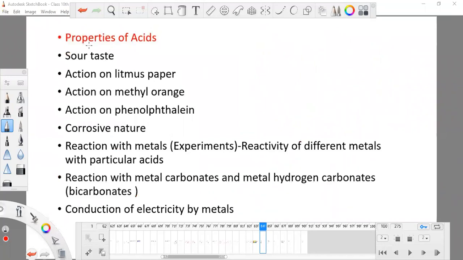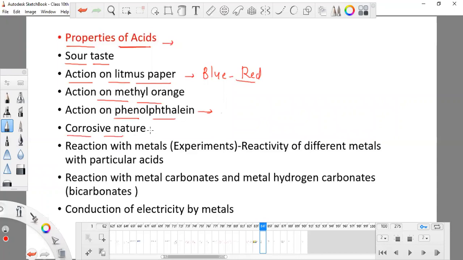Before moving to bases, let me revise what we have studied in our previous classes. It will take 2 minutes. We studied the properties of acids. The first property of acid is that it is sour in taste. It can turn blue litmus paper red. We studied its action on methyl orange, and we know what color will appear. On phenolphthalein, there will be no color change if we use acid. We studied all these things in previous classes.